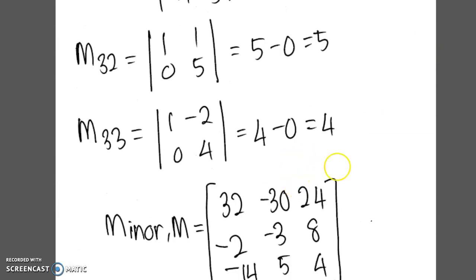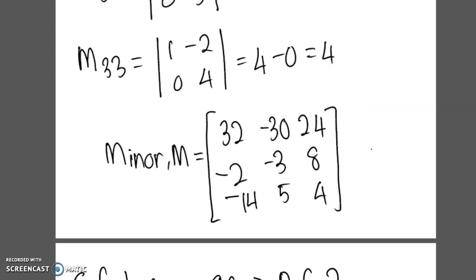This is called the minor. So susah kan, banyak kerja. Tapi dalam final dia takkan suruh cari semua. Dia mungkin kurangkan 1 atau 2 je lah kan.